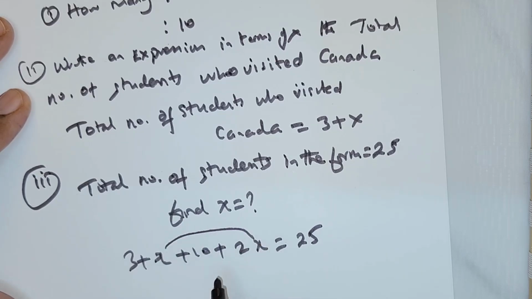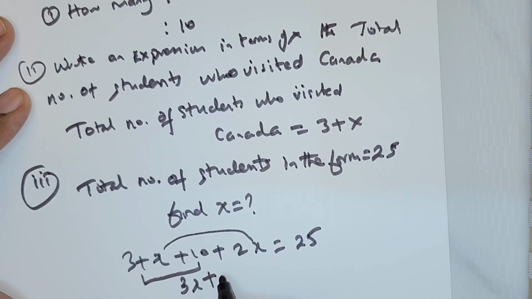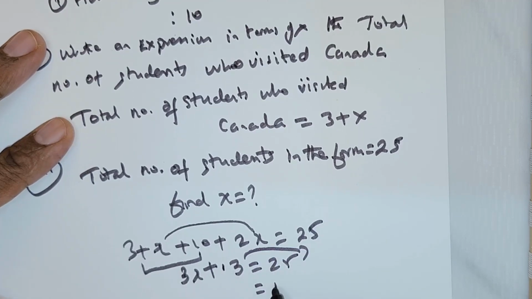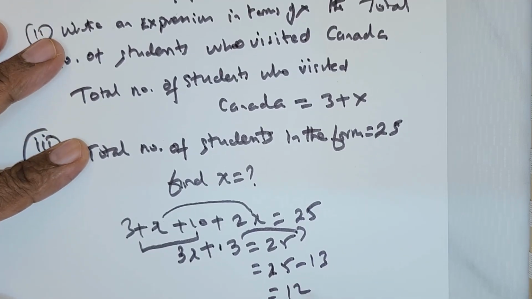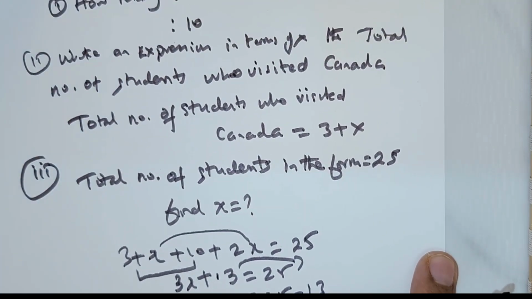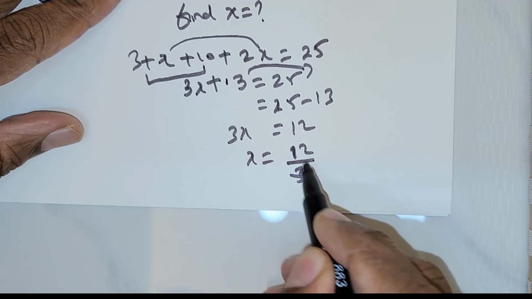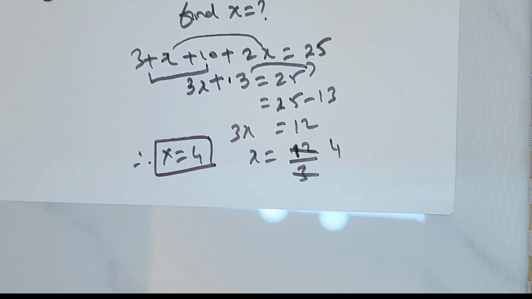So you add up x with 2x, that's going to be 3x. Add 3 with 10, that's going to be 13, and you have 25 there. Move this 13 to the other side, you have 25 negative 13, which will give you 12. So 3x is equal to 12, which means x is equal to 12 divided by 3. 3 divides 12 4 times. Therefore x is equal to 4. So that is the solution for this question.